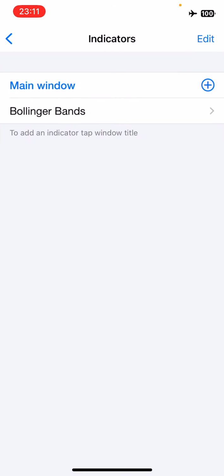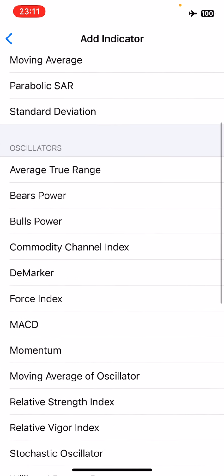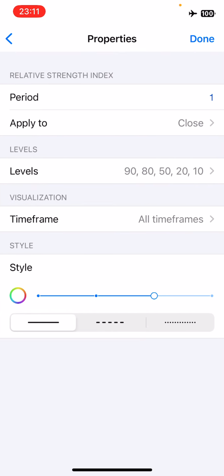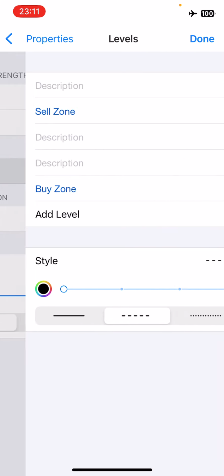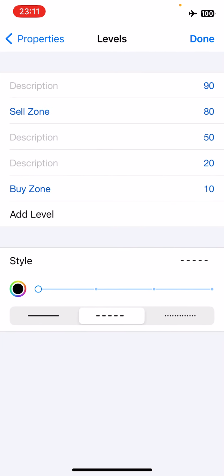We're going to need another indicator called the Relative Strength Index, or the RSI, which is right here, and it is going to have the following properties. We're going to have a period of 1, apply to close, and you're going to need the following levels. Please pay attention to these levels because they're going to determine when you enter and where you enter actually. Okay, so we're going to have a level 90, we're going to have a level 80.